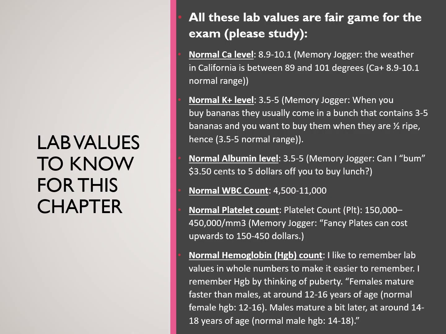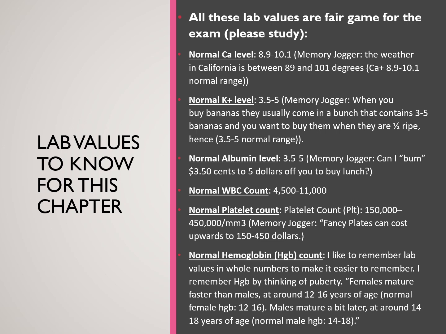All of these lab values that I've listed here are fair game for your upcoming exam, so make sure you study them. Your normal calcium level, which we just talked about, 8.9 to 10.1, with the memory jogger on the previous slide. Your normal potassium level is 3.5 to 5. My memory jogger is when you buy bananas, they usually come in a bunch that contains 3 to 5 bananas, and you want to buy them when they are half ripe. So 3.5 to 5 is the normal range.